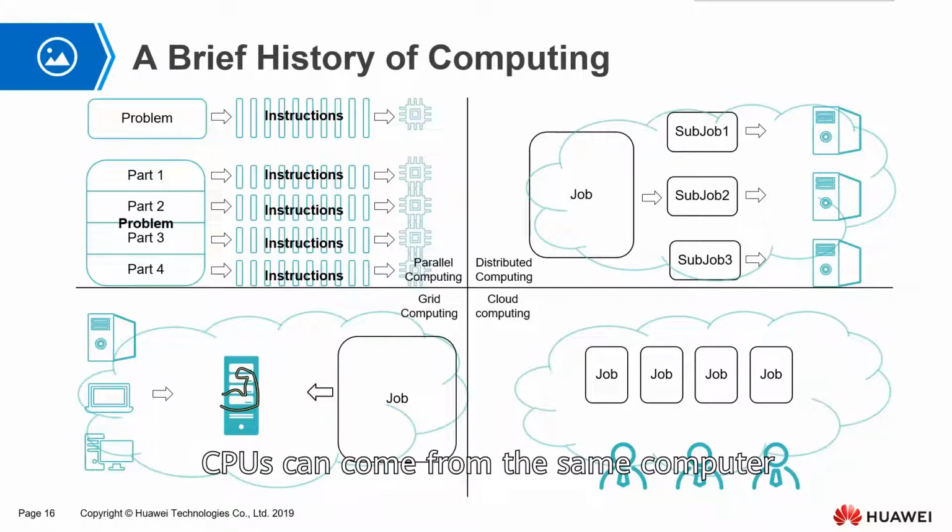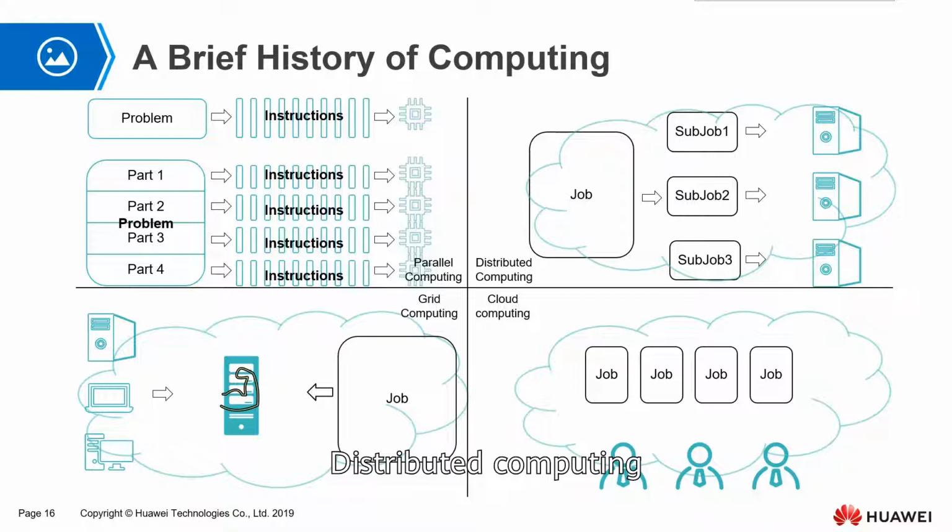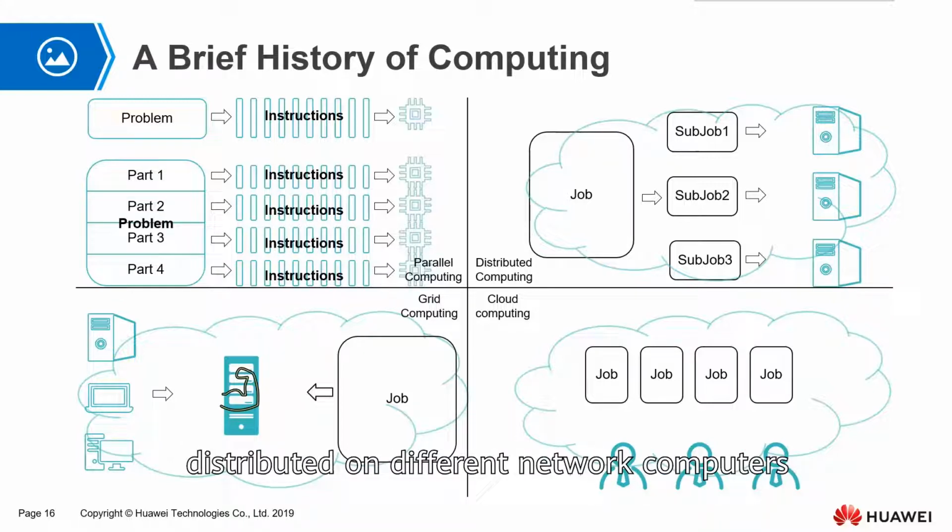Parallel computing CPUs can come from the same computer or from different computers in the same network. Distributed computing is a field of computer science that studies distributed systems, which distribute their components on computers belonging to different networks. These computers communicate with each other through a unified message mechanism, and the components distributed on different network computers cooperate with each other to accomplish a common goal.